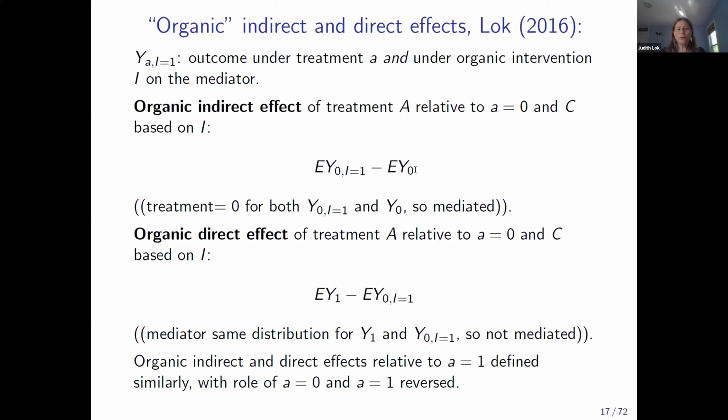So this could be thought of as a mediated effect. It's both under treatment equal to 1, mediator M1 here, and M0 here. Then we have the organic direct effect of treatment A relative to A equal to 0 and C, also based on I. And here we have no treatment, and the mediator distribution is M1. And here the mediator distribution is also M1, but these people are treated. So treated versus untreated, with the distribution of M1, we could think of this as an organic direct effect.